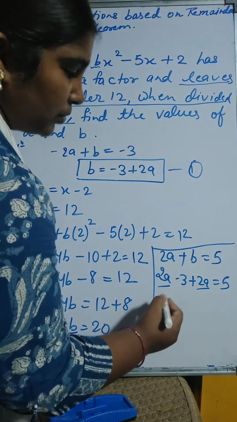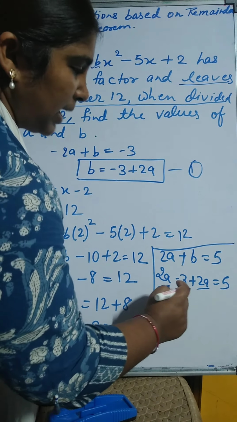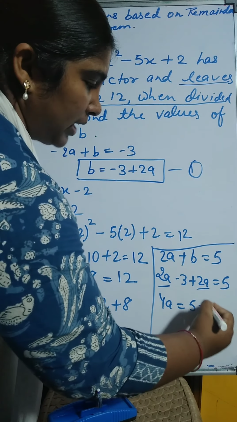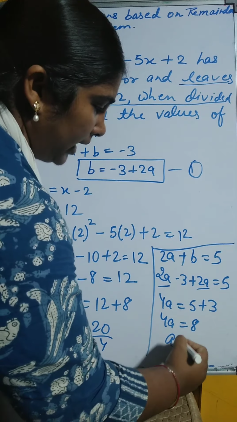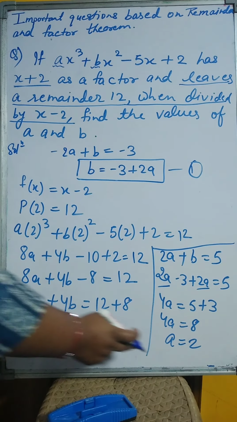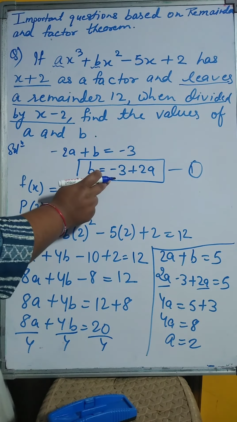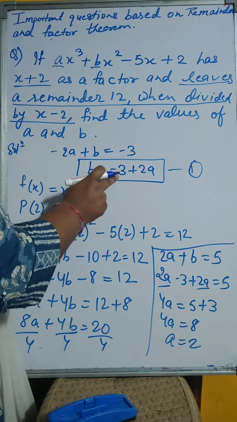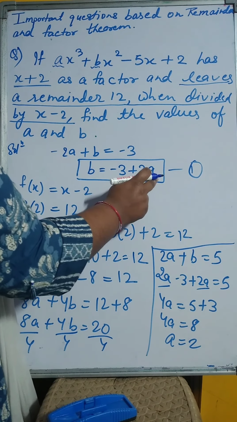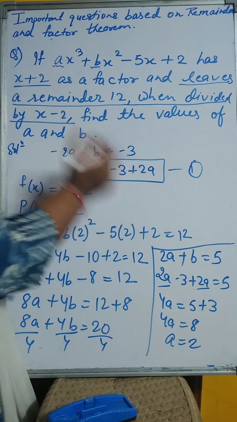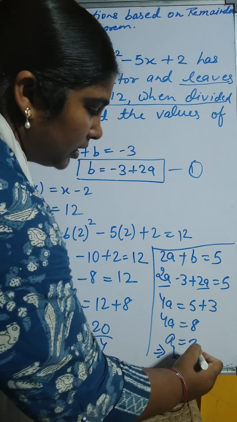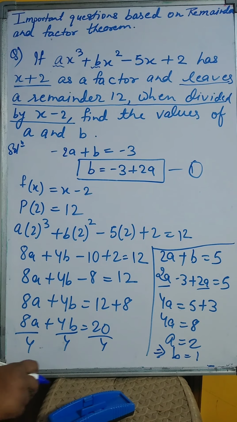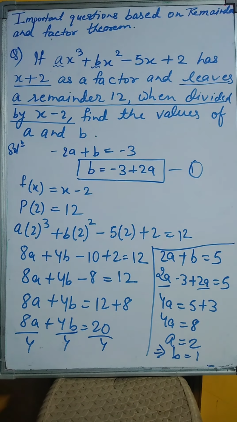So 2a plus 2a will be 4a. This minus 3 will shift to that side. We will have 5 plus 3. So 4a is equal to 8, or a is equal to 2. When a is equal to 2, you put it in this equation, you will have minus 3 plus 2 into 2, which is 4. 4 minus 3 will be 1. So this implies b will be 1. So this way we can calculate the values of a and b.